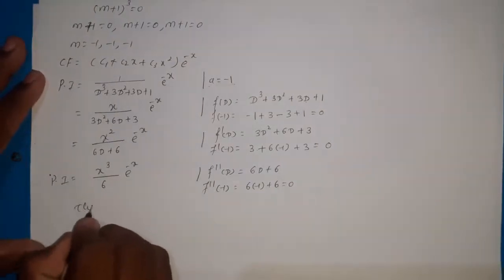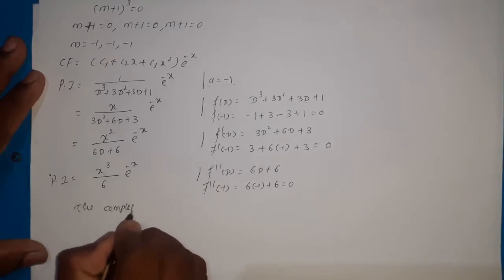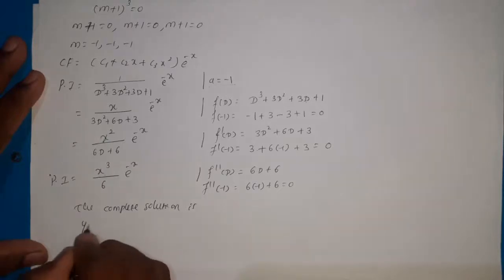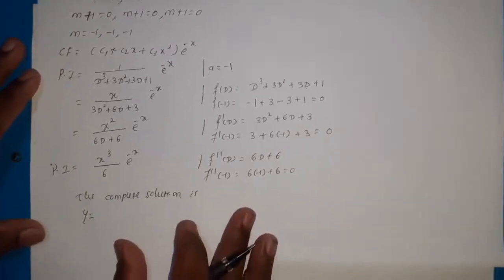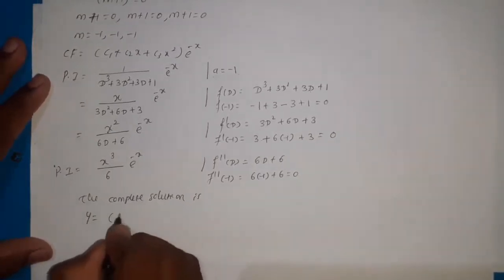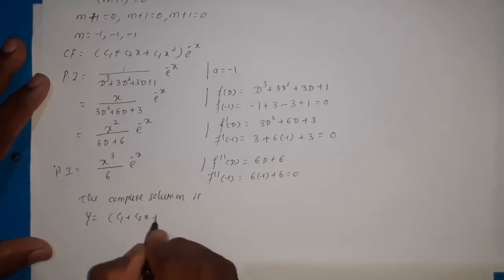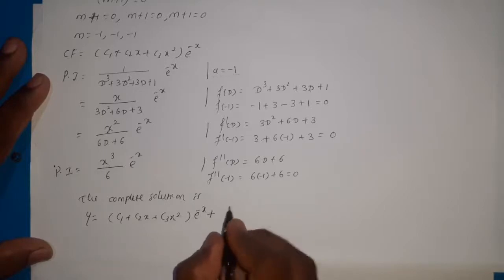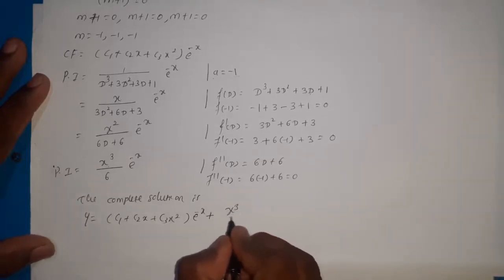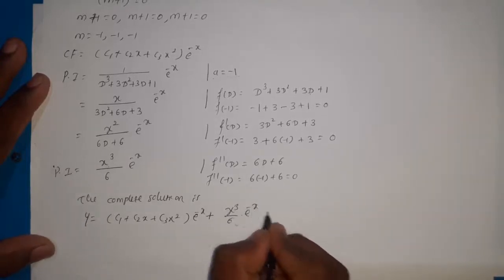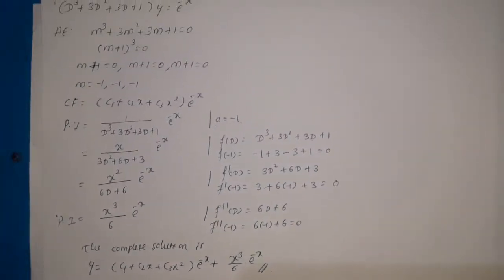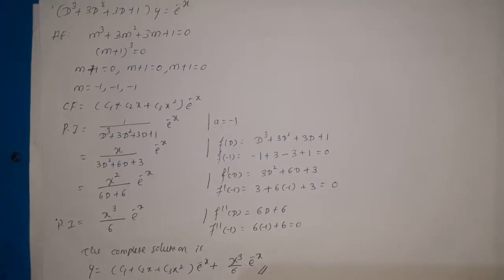Now the complete solution. Now the complete solution is y is equal to CF plus particular integral. What is CF here? (C1 plus C2 x plus C3 x square) e power minus x plus the particular integral is x cube divided by 6 into e power minus x. So here this is the complete solution for the given differential equation.